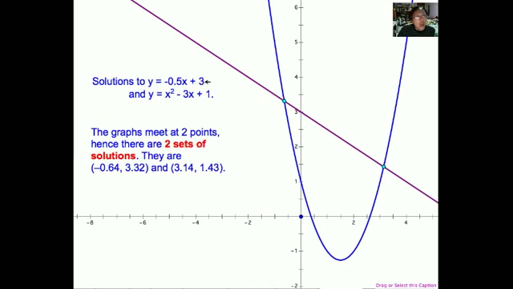Next, we see two simultaneous equations. One is a line and the other is a curve. The graphs meet at 2 points. Hence, there are two sets of solutions. That is, at one point, x is negative 0.64 and y is 3.32. At the other point, the answers are x is 3.14 and y is 1.43. Therefore, whenever we have a straight line and a curve, we will have two sets of solutions.